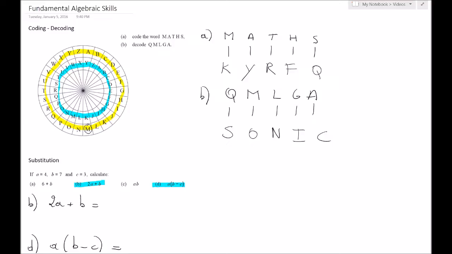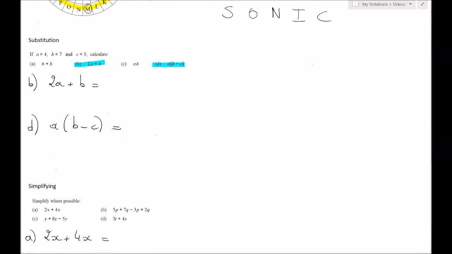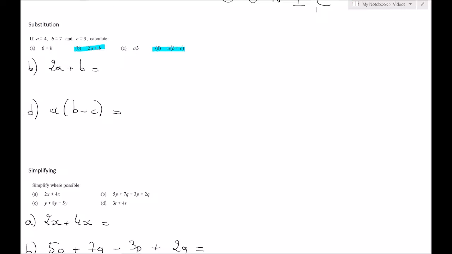Okay. The second skill that you need to be able to do is substitution. Substitution is the same thing as replacing letters for numbers, or the other way around. So we're going to substitute letters into numbers. I'm going to do 2 examples: 2A plus B, and A times B minus C. The first example, you get 2A plus B. In my exercise here, I know that A is equal to 4 and B is equal to 7. So I'm just going to replace the letters by the number. So 2 times 4 plus B, and B is 7.